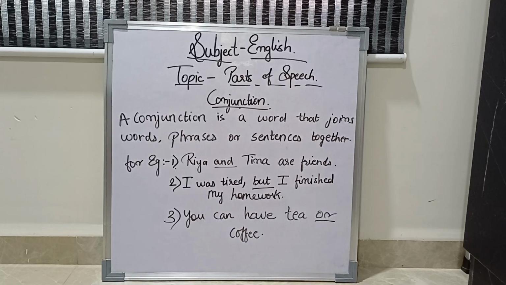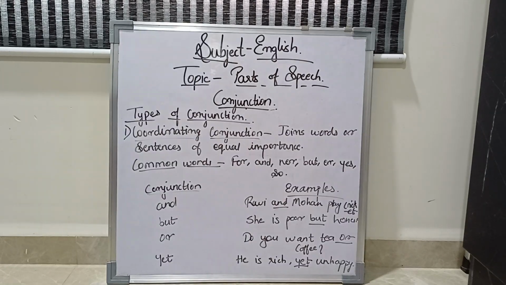So now we will move to the types of conjunction. First one is coordinating conjunctions, which join two words or sentences of equal importance. Like both the sentences are equally light in weight in a particular speech or low in weight. For example, there are common words like for, and, nor, but, or, yet, so. Sorry, it's yet, Y-E-T. So what are the conjunctions, we will come to know through the following examples.